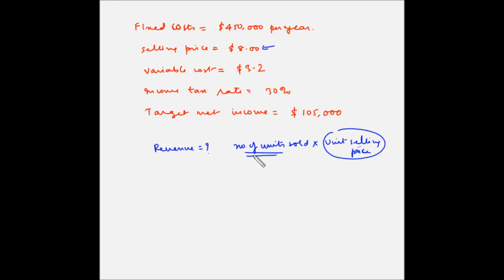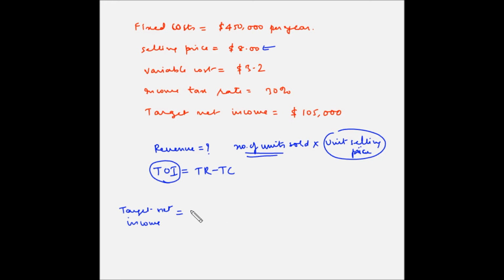Now we can find this out using the formula of operating income. So the target operating income, which is equal to total revenue minus total cost. But here we don't have the targeted operating income. We have the targeted net income. So let's first find out the targeted operating income. Now we know that the target net income is nothing but the tax applied on the targeted operating income.